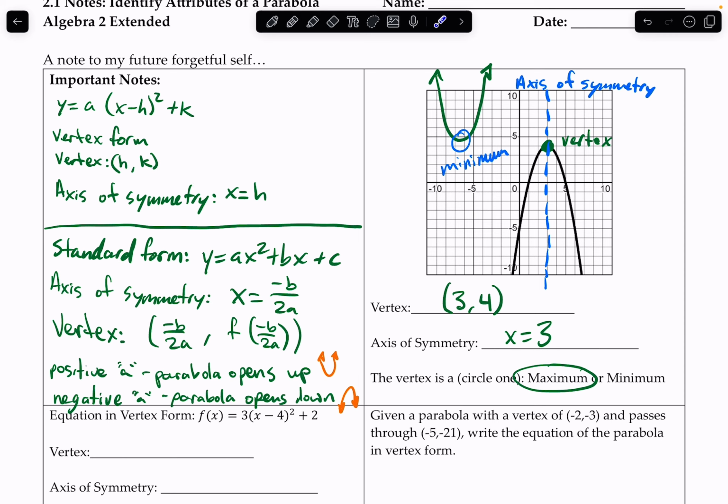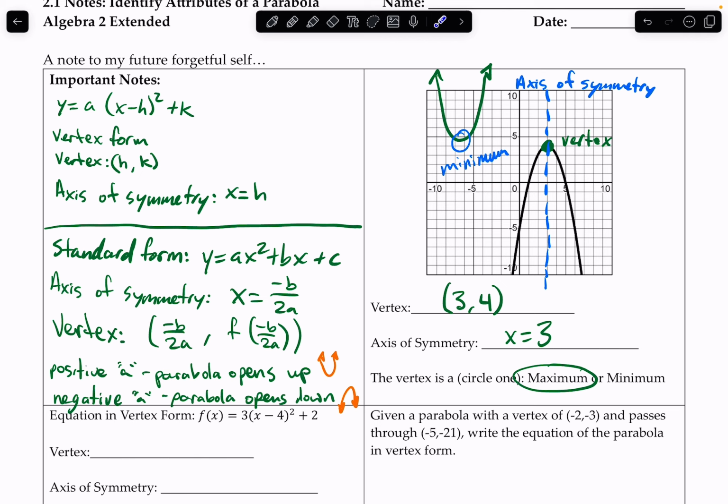Over here, I've got an example problem. My vertex was at 3, 4. I was able to just count 3 and then go up 4. That gave me an x value, and guess what? The axis of symmetry was x equals 3. It's a vertical line that goes through an x-intercept of 3 as well as every other x value of 3.